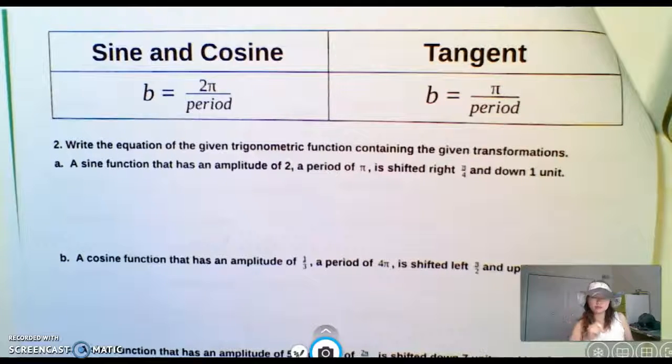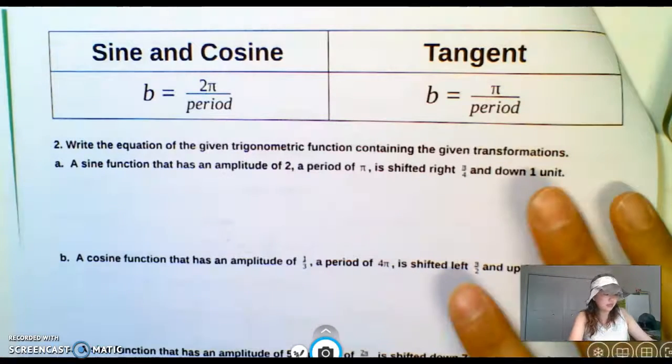Part 2 of Learning Target 13. Now we are given the description, we have to write an equation. Don't you feel like us math teachers are not creative? Because we always do this. We always make you figure out different parts, and the next one is like, okay, here's a description, write an equation. You've seen this a lot, right?